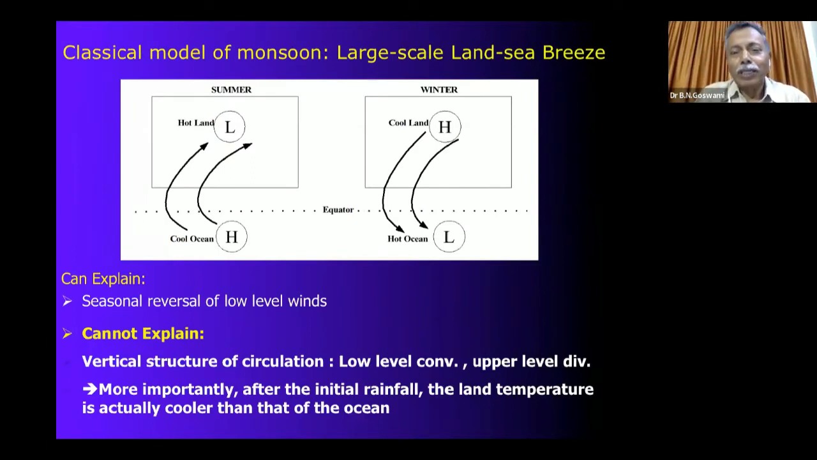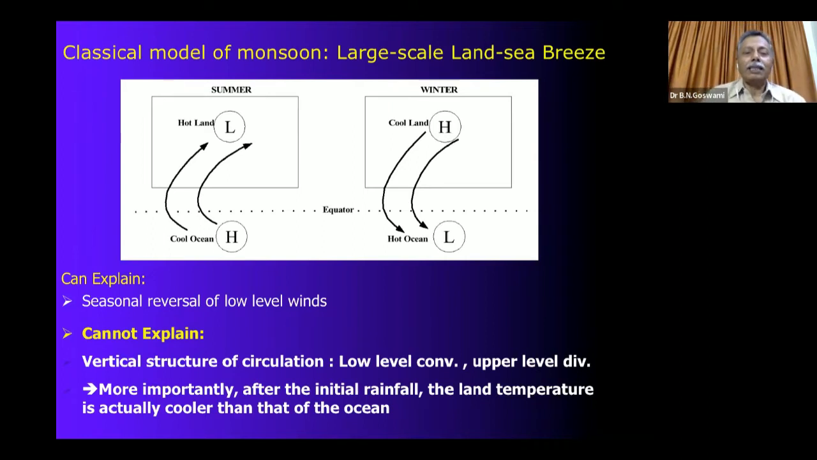Now, what is the classical model of the monsoon? The classical model of the monsoon is what is known as a large-scale land sea breeze. What is a land sea breeze? When the land gets heated up during the day, the coastal region gets heated up, and by evening the land becomes hotter than the ocean, and therefore in the evening the winds move from ocean to the land. In the morning the land cools down, then the land becomes cooler than the neighboring ocean, and therefore the winds flow from land to the ocean. So this is known in a coastal region.